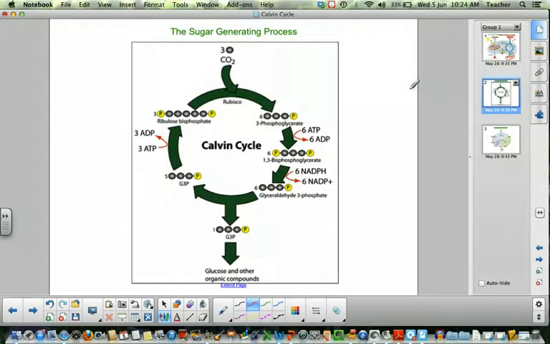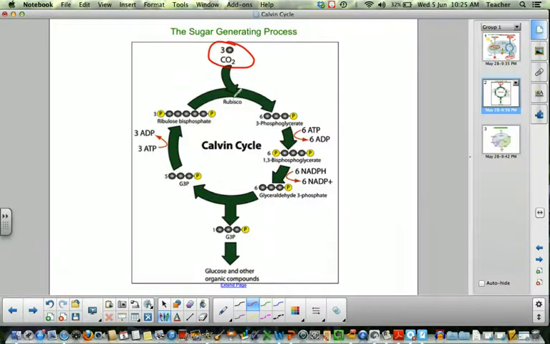Okay, so the sugar generating process. It's very similar, although obviously there's differences, to the Krebs cycle in cellular respiration. What we start with, or what we essentially begin with in this process, is 3 molecules of carbon dioxide. Now, I know what you're thinking. 3 molecules of carbon dioxide isn't enough to make glucose, which has 6 carbons. So this is actually going to happen twice.